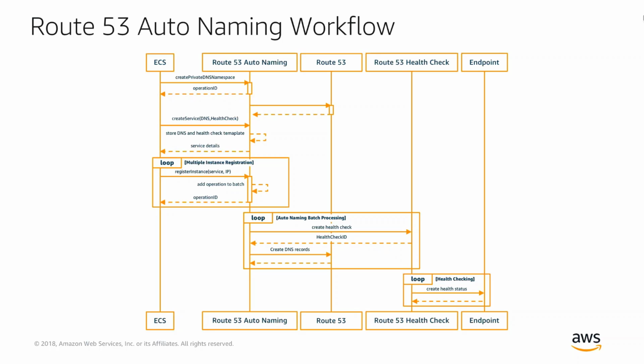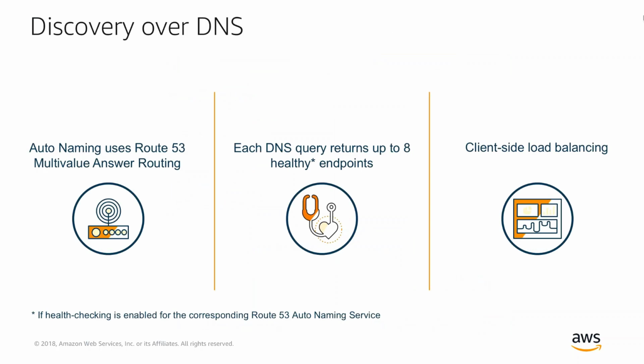So let's talk about discovery over DNS. The sort of basic parameters of it. So Route 53 uses multi-value answer routing. And so what that means is you can have any number of different values for the Route 53 record, but the DNS query is only going to return up to 8 healthy endpoints. So if you have a very large set of services, only 8 of them will be provided back via the DNS query at any one time. And then the application has the ability to select one of those 8 in order to send traffic to based on whatever criteria that it chooses.